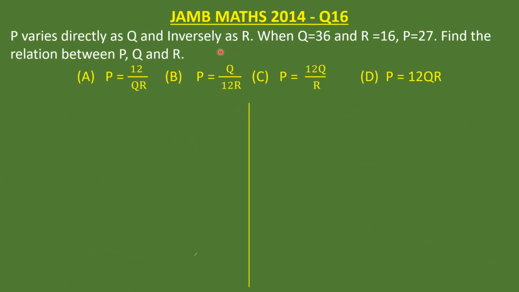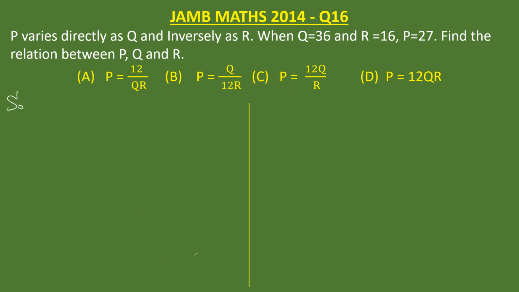Let's take the last question. This is JAMB Mathematics 2014 question 16. It says P varies directly as Q and inversely as R. When Q is equal to 36 and R is equal to 16, P is equal to 27. Find the relation between P, Q, and R. The options have been given A, B, C, and D. So one of them is the correct answer.